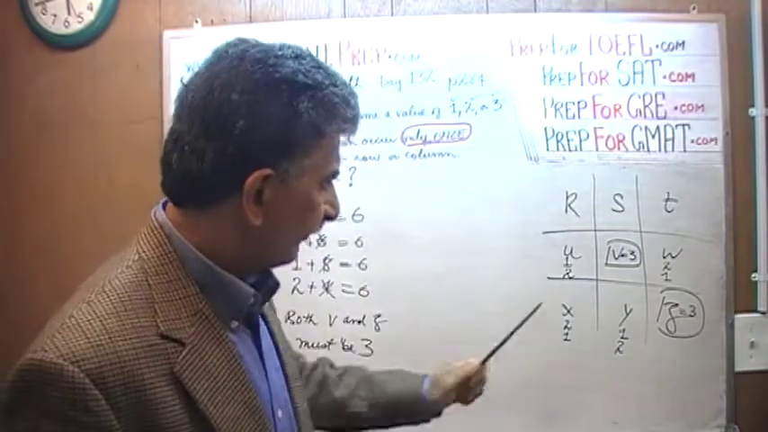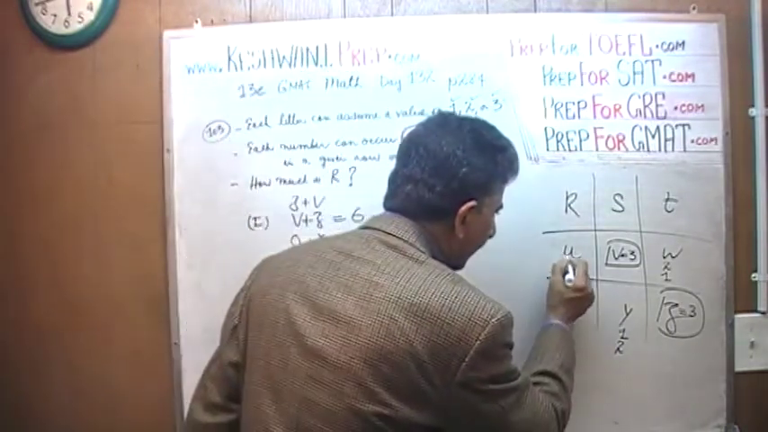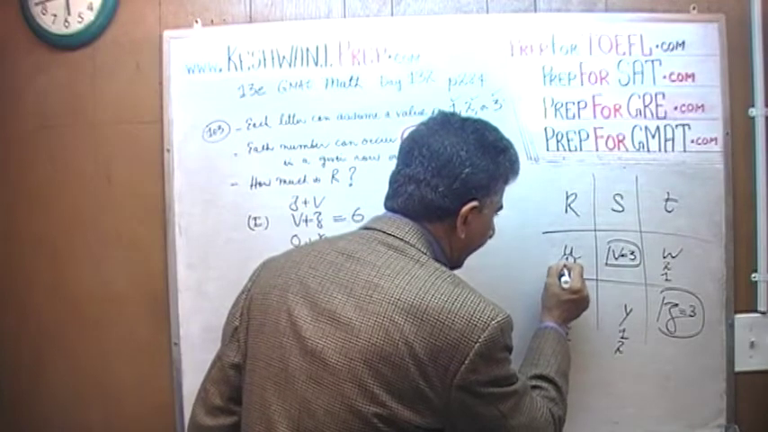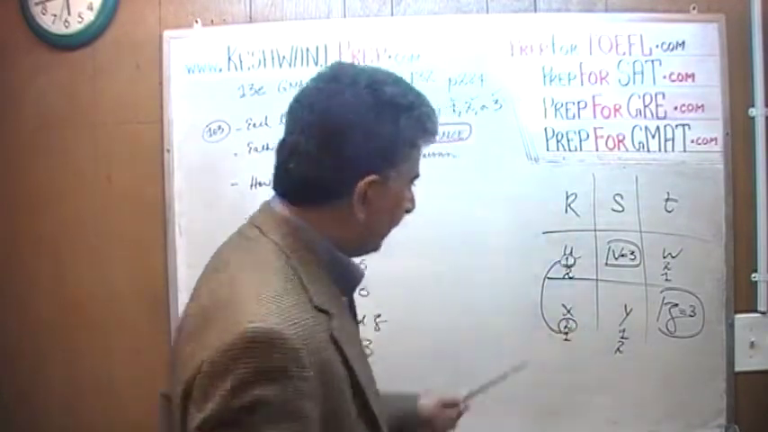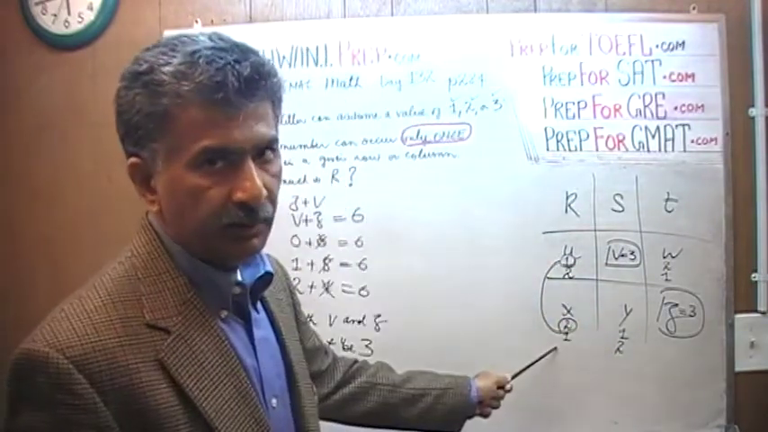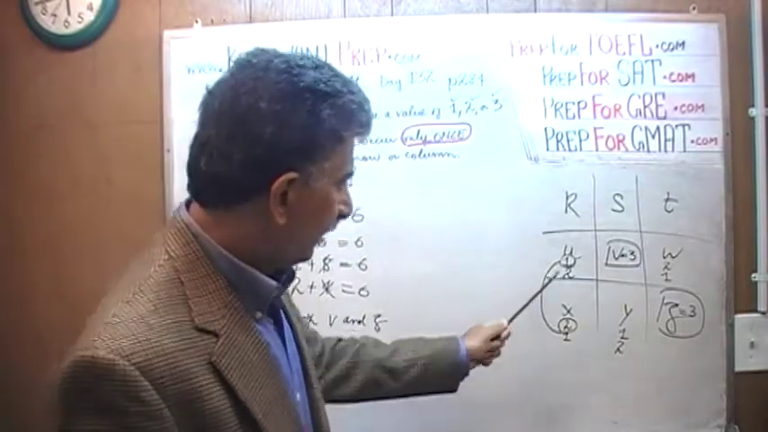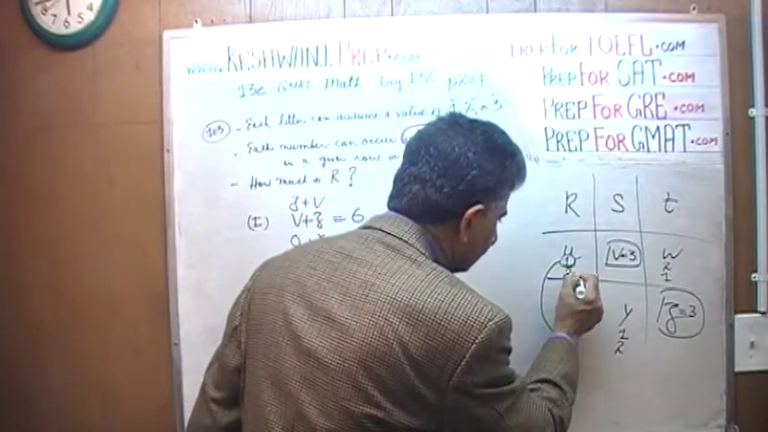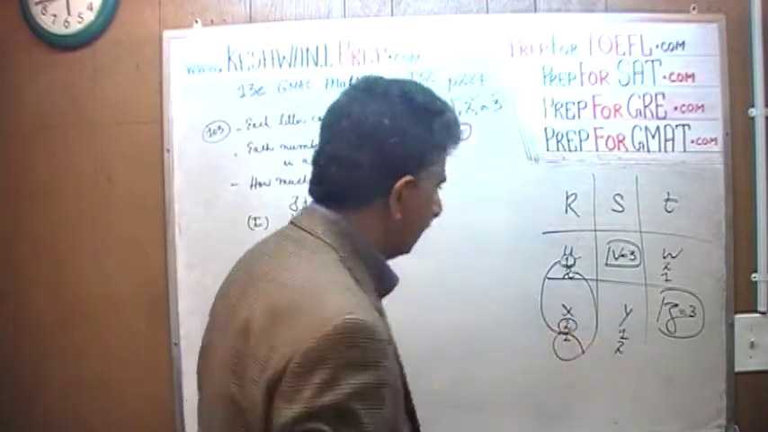Now let's talk about this and this. If U is 1, X has to be 2. Why? Because if U is 1, then in the given column, we cannot have another 1. Repetition is not allowed. Similarly, if U is 2, then X would have to be 1.